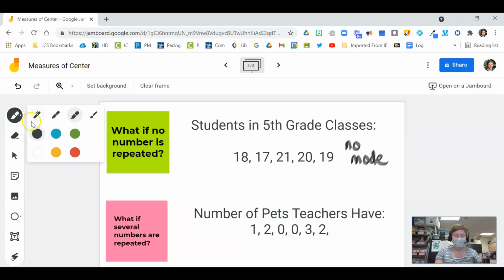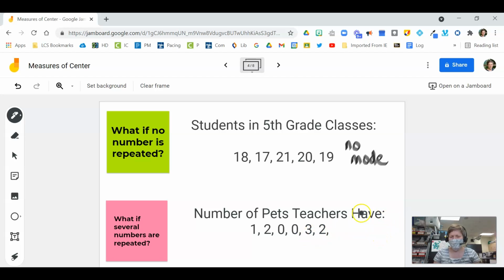Now, we also have to think about what to do if several numbers are repeated. So let's take a look. We have a set of data here about the number of pets that teachers have. If I went up and asked Miss Boss and Miss Fleshman and Mr. Merck and Miss Pugh, how many pets do you have? Here are their answers. Somebody said they have 1 pet. Somebody said 2 pets. Somebody said 0 and another person said 0, and then 3 and then 2.